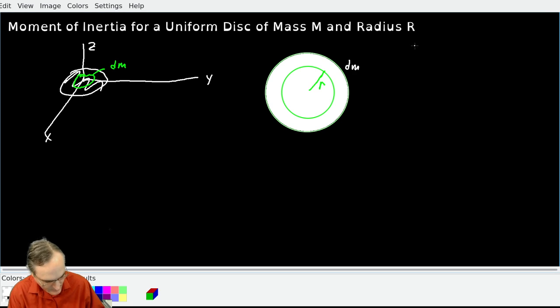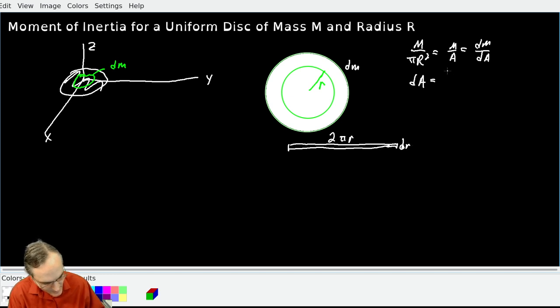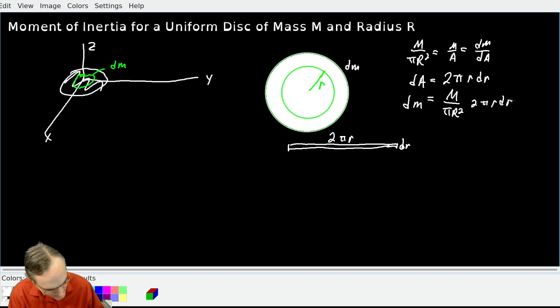All right. So m over pi r squared would be our m over a. That will be equal to dm over dA. dA, well, that's a little bit trickier. We kind of talked about this before when we did the calculus worksheet, but you can think of this as 2 pi r by dr. So the area would be 2 pi r dr. Okay, that means dm will look like m over pi r squared times 2 pi r dr.